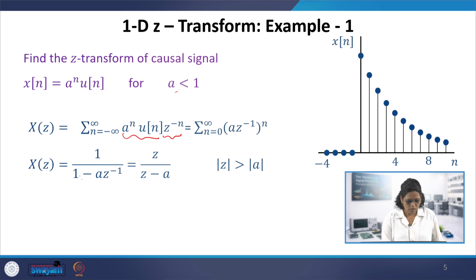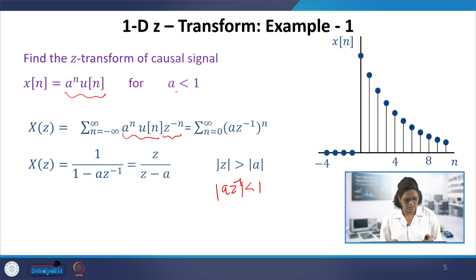So this would converge only when a Z power minus 1 is less than 1, so that we can get this closed form solution. From this condition we get a by Z less than 1, so the magnitude of Z is greater than a. If you simplify this, Z by Z minus a is the Z transform of the sequence a power n u of n. So a is whatever value it takes, less than 1. So the condition magnitude of Z greater than a implies convergence, so that's the region of convergence here.